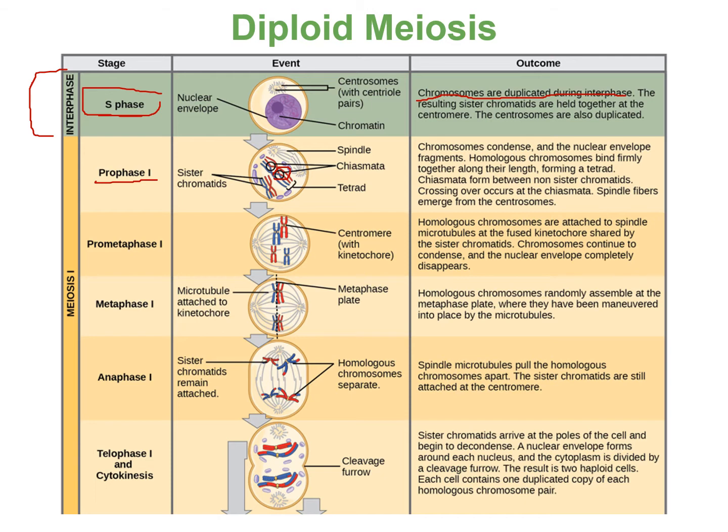The chiasmata form between non-sister chromatids. Spindle fibers emerge from the centrosomes. Then we leave prophase 1 and we enter into prometaphase 1. What's happening here is the homologous chromosomes are attached to the spindle microtubules at the fused kinetochore shared by the sister chromatids. So here is the centromere with the kinetochore. The chromosomes are continuously condensing, and the nuclear envelope completely dissociates and disappears at this phase.